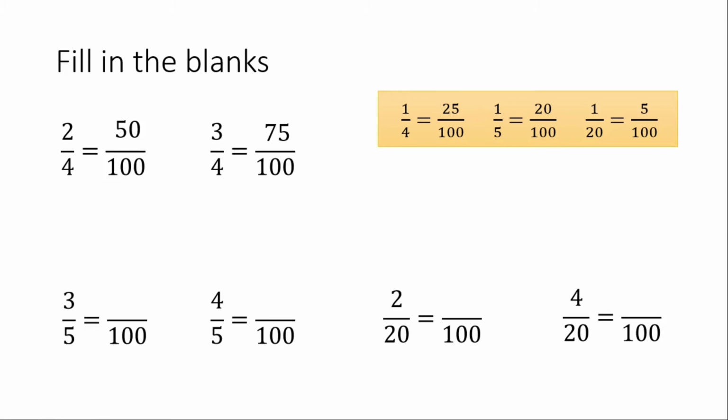In the bottom left, we have 3/5. The equivalent fraction for a fifth is 20 hundredths, so we'll skip count by 20. 20, 40, 60. 60 hundredths. And then 4/5. Again, we're going to skip count by 20. 20, 40, 60, 80. 80 hundredths.